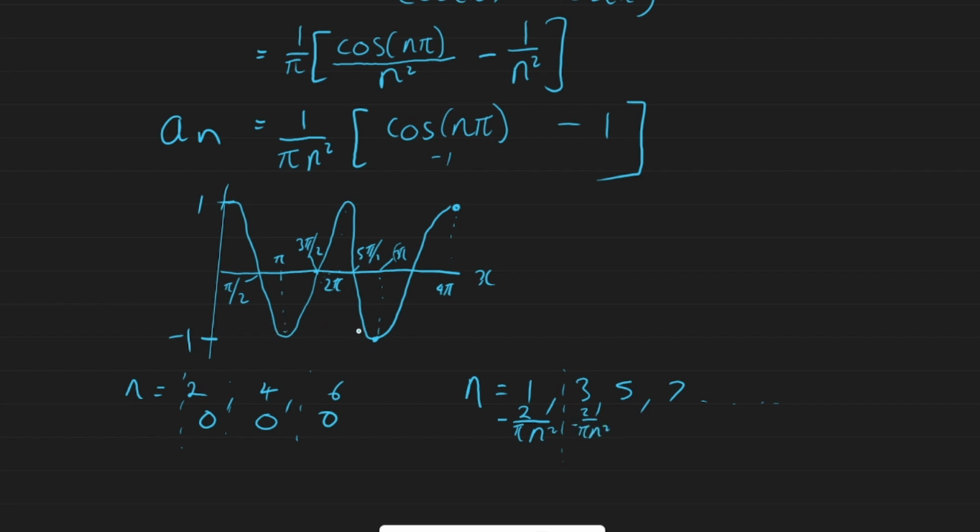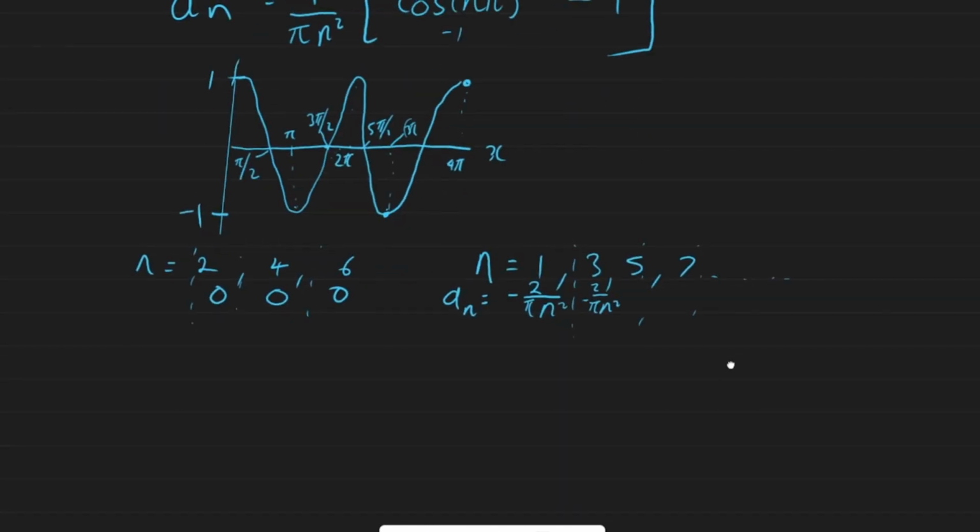So we can see that for 1, 3, 5, etc., for odd numbers, we have -2 over pi n squared. For even numbers, it's equal to 0. And for odd numbers, an is equal to -2 over pi n squared. So that is an. We now repeat the same process for bn.